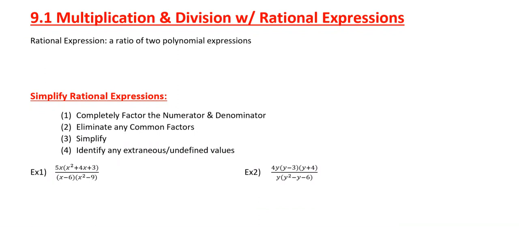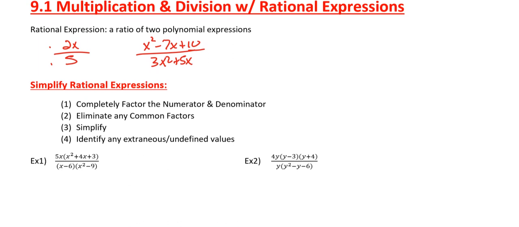An example of that would be something like 2x over 5, or something like x squared minus 7x plus 10 over 3x squared plus 5x, etc. It could be as simple as the first one, because a polynomial could just be one term, just 2x over 5, or it could be elaborate, like a binomial. It can be huge when it comes to rational expressions. The first thing we're going to look at is just simplifying these rational expressions.